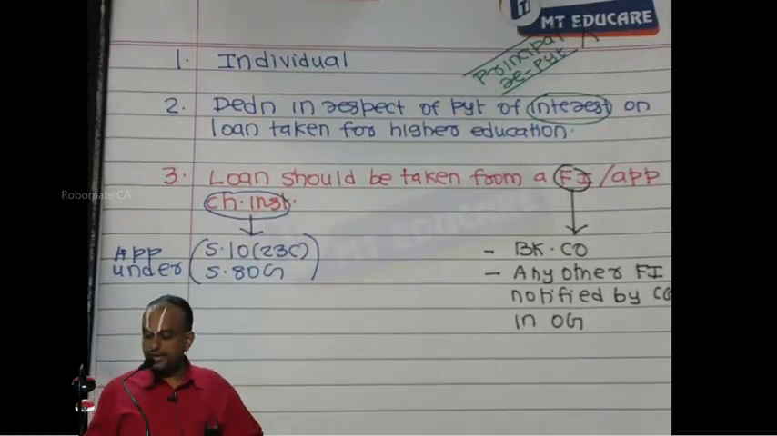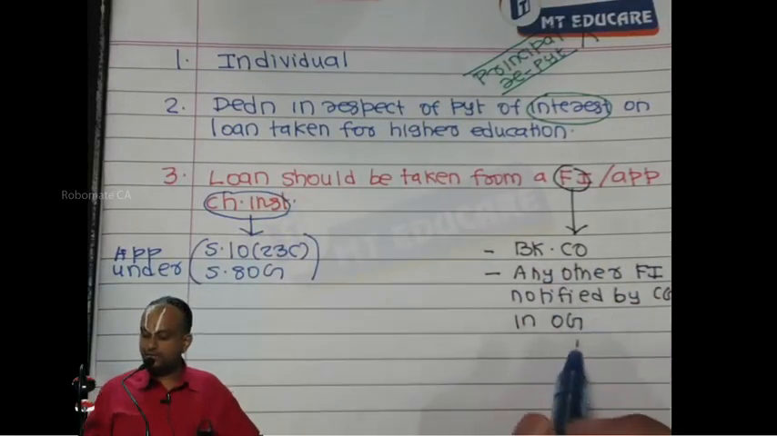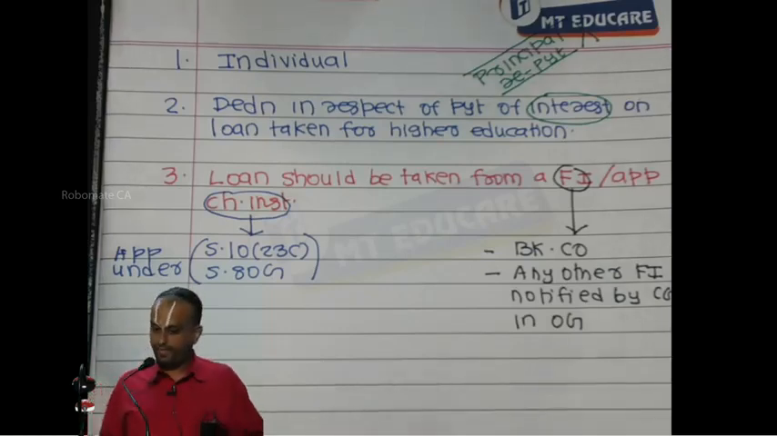So loan should be taken from a financial institution, which is a banking company or any other financial institution as may be notified by the central government in the official gazette. Approved charitable institution means charitable institution approved under section 10(23C) or section 80G.